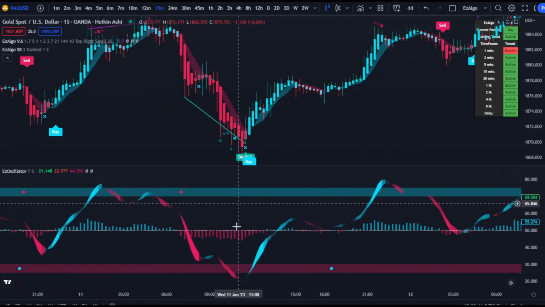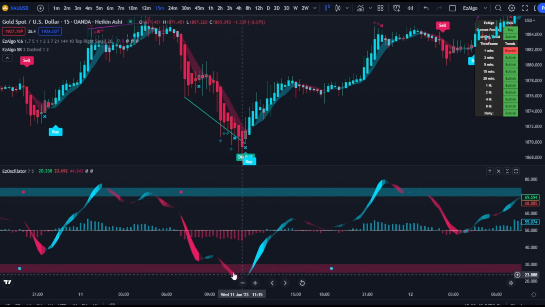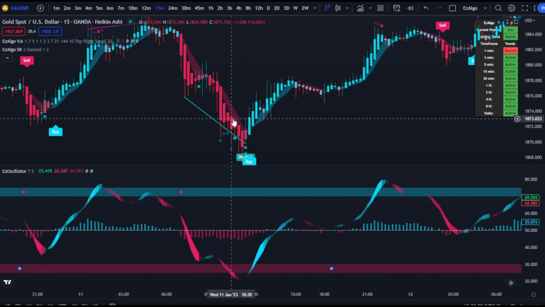Again, we have that divergence buy. We're going to look at the oscillator. We are in the oversold zone. Wave trend flips from red to blue with that buy signal. We're going to enter that trade.